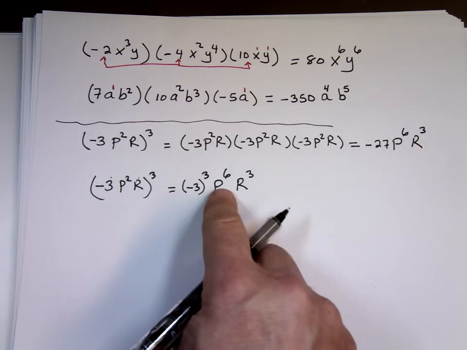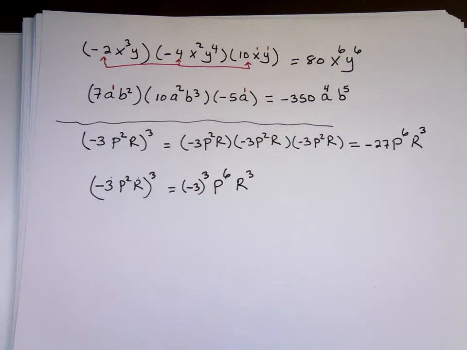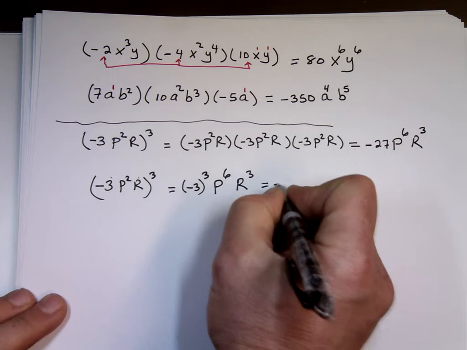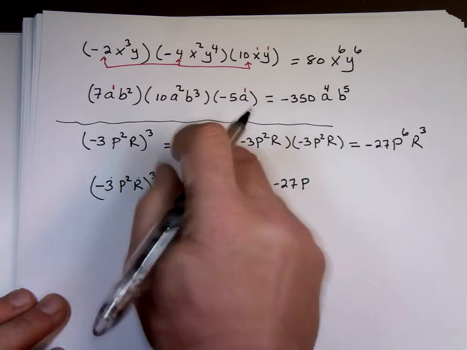The only thing left is the negative 3 to the third power. That's a negative 3 times a negative 3 times a negative 3, 3 times. And that's where the negative 27 comes in. So a lot of people will do this problem this way instead of that way.